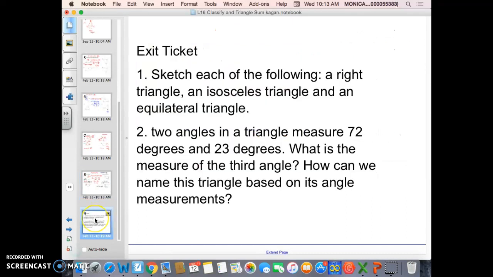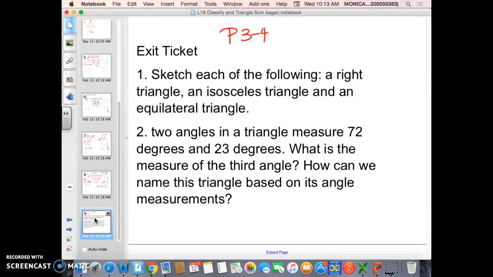So work through and finish those pages. So you're finishing pages 3 and 4. And then your exit ticket is here. I'd like you to sketch each of the following. Now you're not sketching a right angle, you're sketching a right triangle, an isosceles triangle, and an equilateral triangle. And then you're also going to solve number 2.